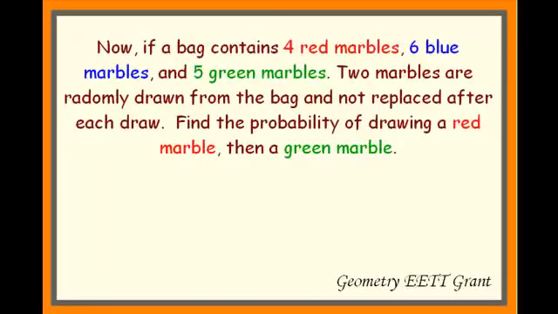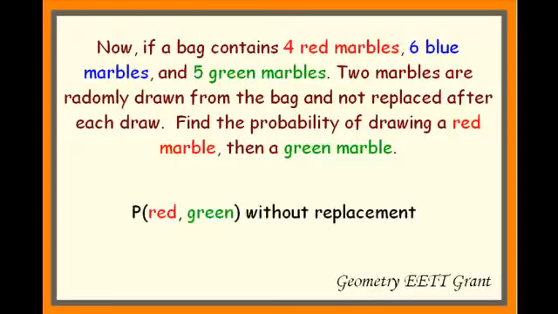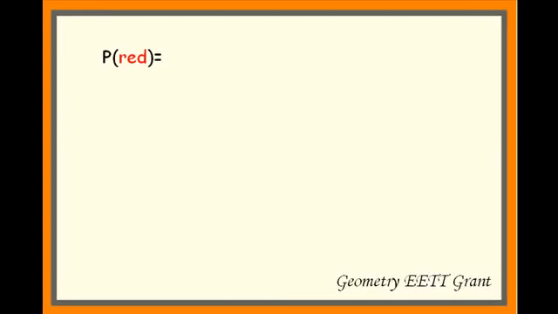Now this problem is a very similar setup, but it's a little bit different. What do I mean by that? Well, we're still starting with 4 red marbles, 6 blue marbles, and 5 green marbles. Still going to draw 2 marbles out randomly from the bag. But this time we will not replace after each draw. Now, what does that mean? That means when I draw that red marble out, I'm going to set it aside. I'm not going to put it back in the bag for it to be possibly drawn again the next time. So what does that mean on this one? Well, this is called probability of red and green, but without replacement, because we're not going to put that marble back in the bag. Well, how do you do a problem like this then? Well, the start is very similar.